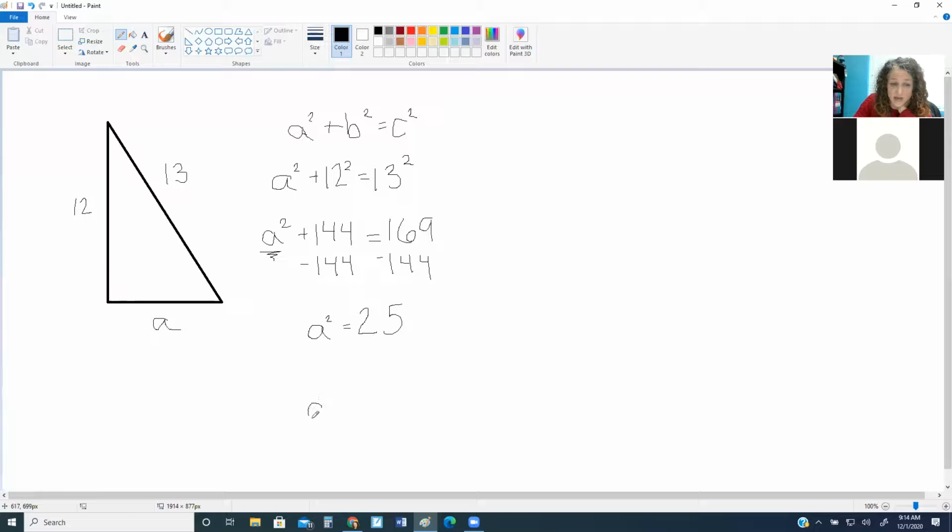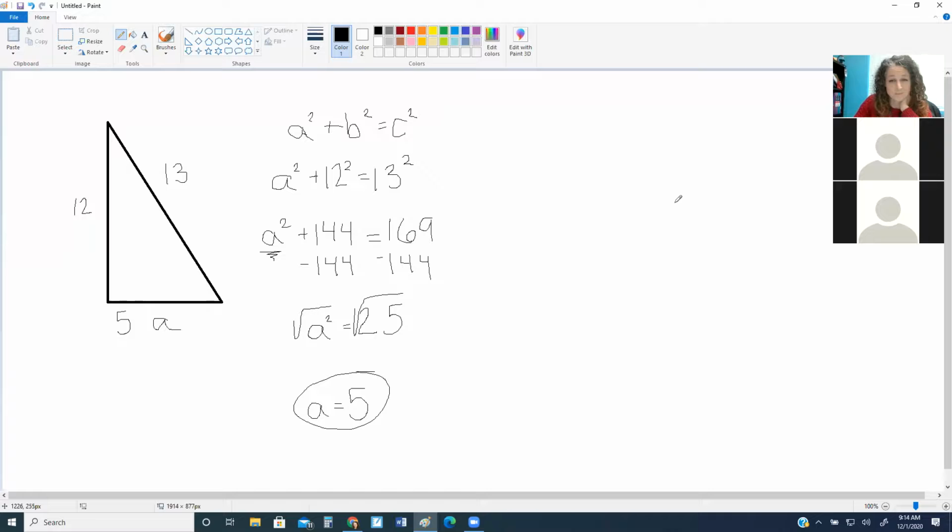So how do I figure out what a equals? You have to find the square root of 25. So I'm going to take the square root of both sides. The square root of a squared is a. Square root of 25, do any of you know it off your head? That one you might know off your head. 5. So a is 5. So let's put this over here. Does it pass the does-it-make-sense test? Is it smaller than the hypotenuse? Yeah. Does it pass? Yes. So a is 5.